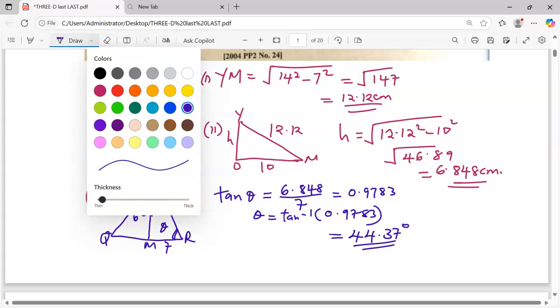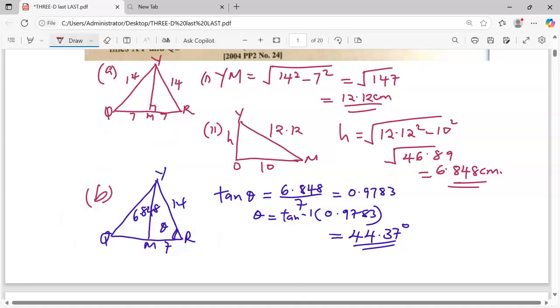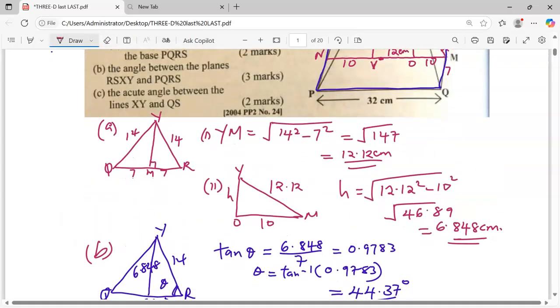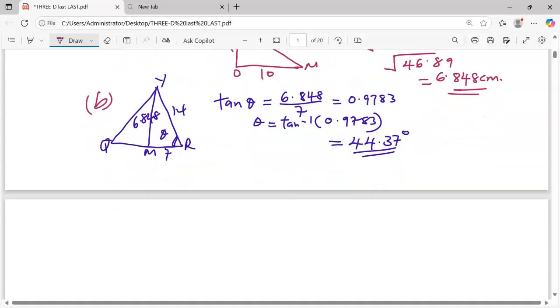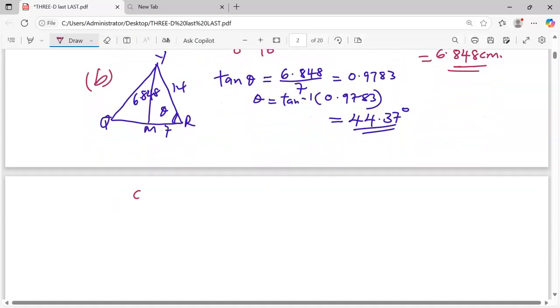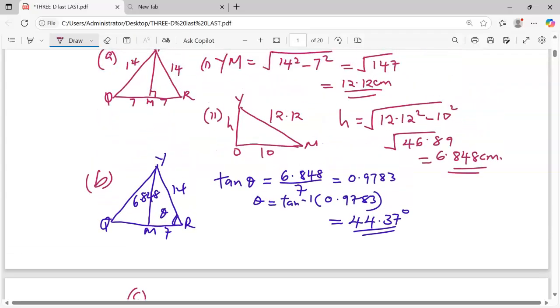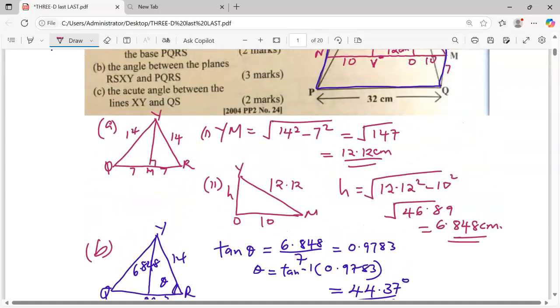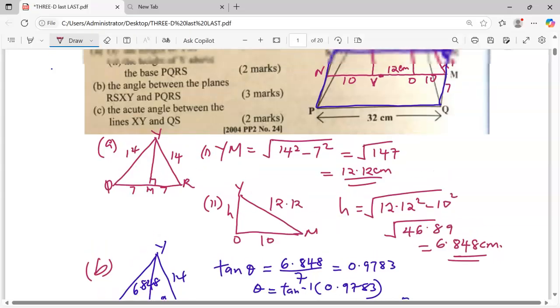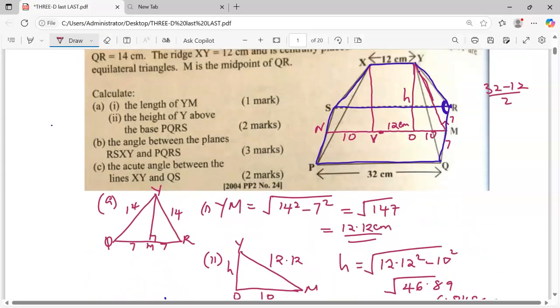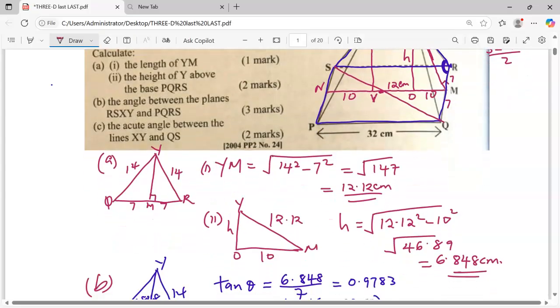Once we have done that, we can now move to part C. And in part C, we are supposed to calculate the acute angle between the lines XY and the QS. QS is at this particular point here, and also the line XY. So I'm going to draw this triangle.